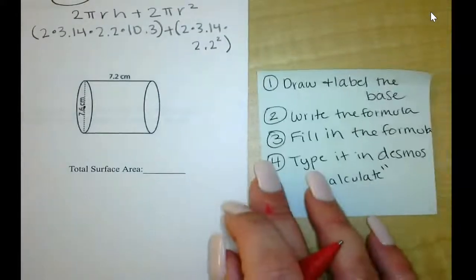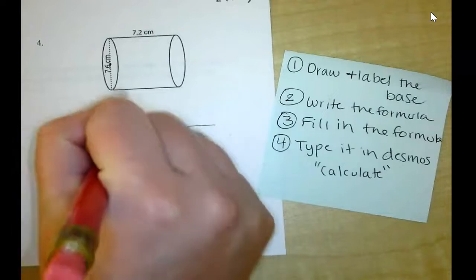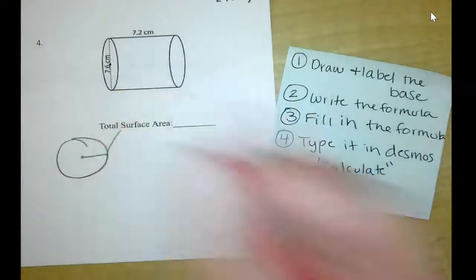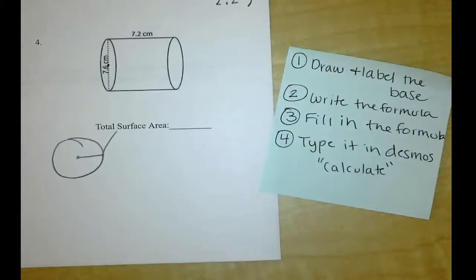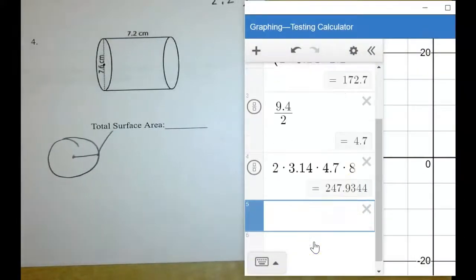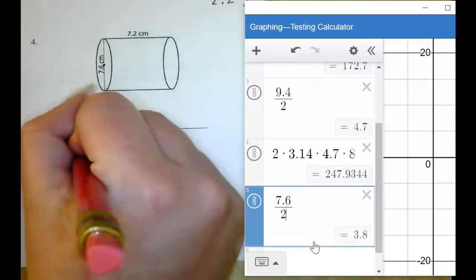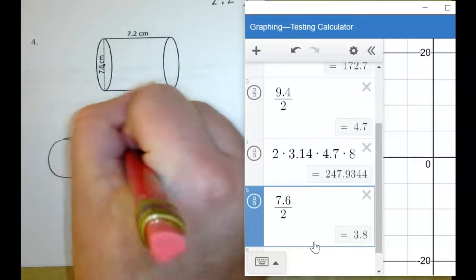Now we're doing total surface area again. So go ahead and draw you a circle. Label your radius. Draw your height. Now again, it gave us diameter, so I'm taking that number and dividing it by 2 to find my radius. So our radius is 3.8. Then your height is 7.2.